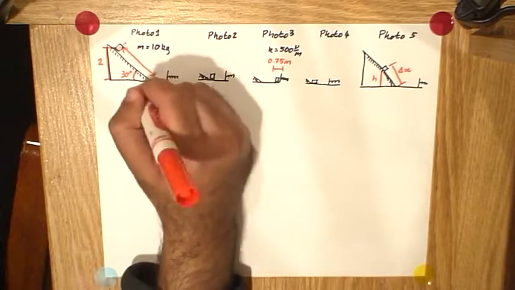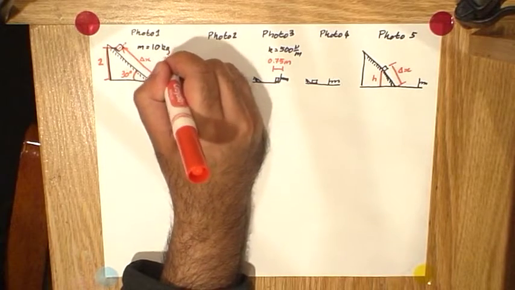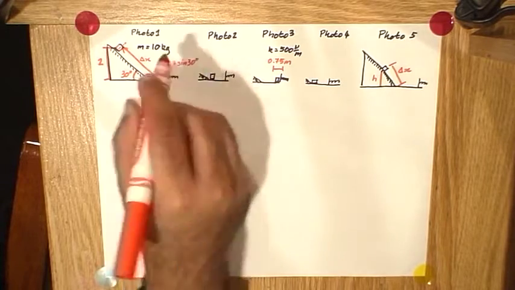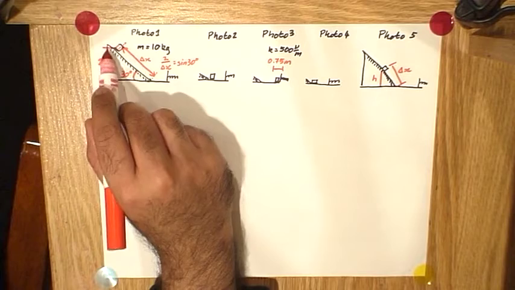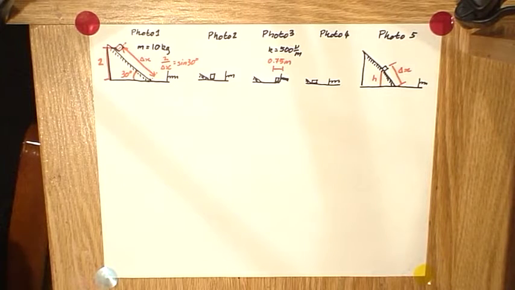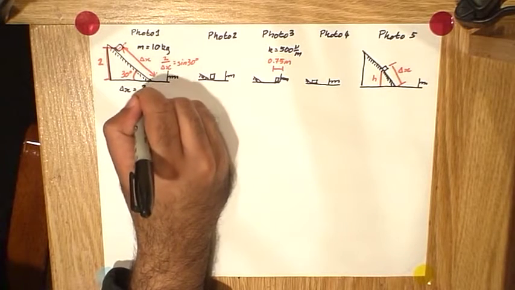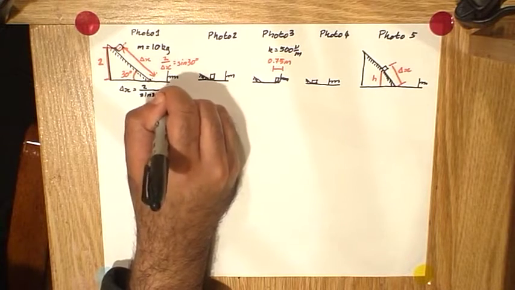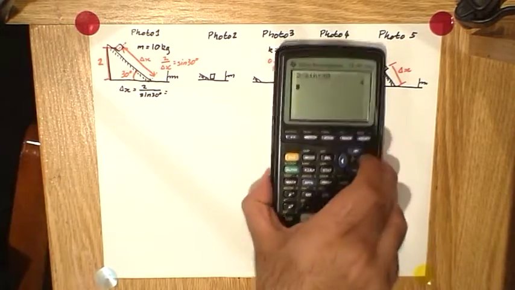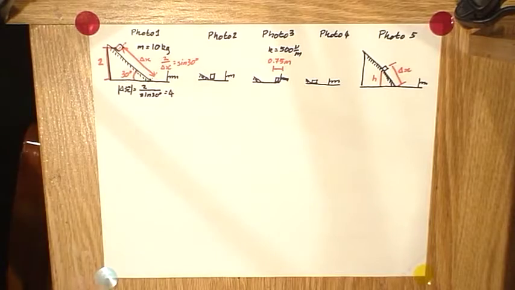Fortunately, it's easy to find because the height divided by this displacement is going to be equal to the sine of 30 degrees, because this height is the opposite side of this angle, and this is the hypotenuse. A little bit of rearrangement, and we get that delta x would be equal to 2 divided by sine of 30 degrees, which is equal to 4. So the length of this ramp is 4 meters.